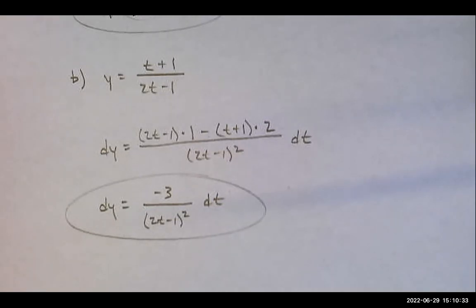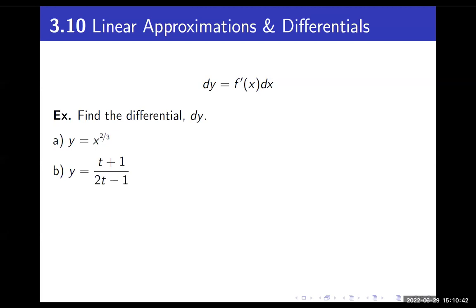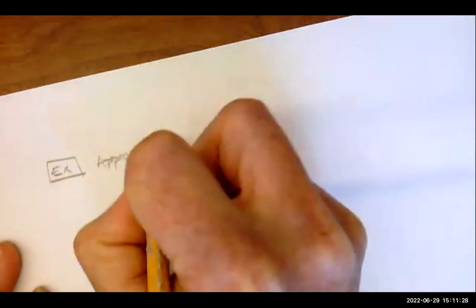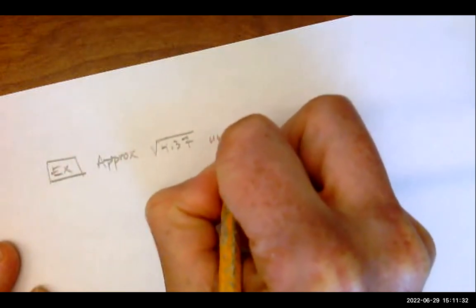Okay, so some good practice on how we work with differentials. Before we get into some more challenging examples, what do we have next? Let's take a look at these. Next example, let's approximate the square root of 4.37, but this time using differentials. It turns out we can do all of those approximations with differentials as well as with our linearization. Then I'll come back and we'll get to that last example in a moment.